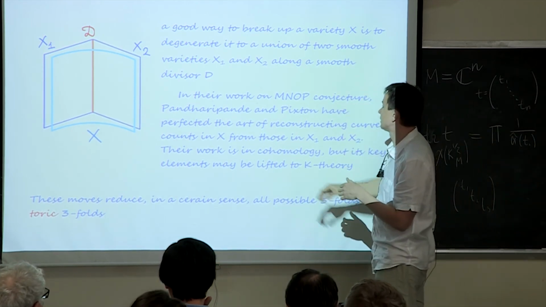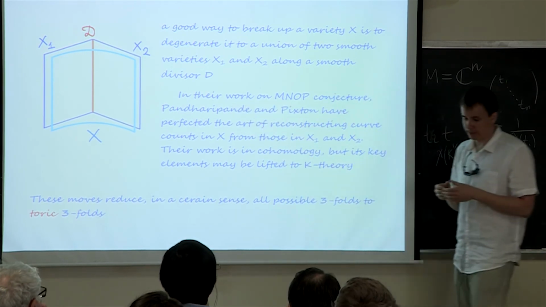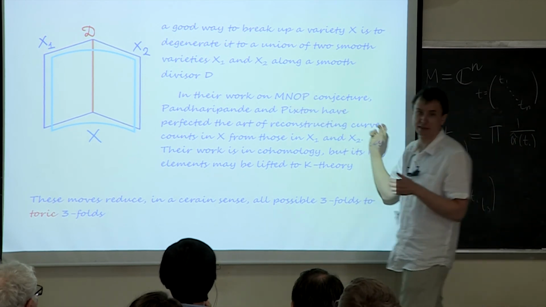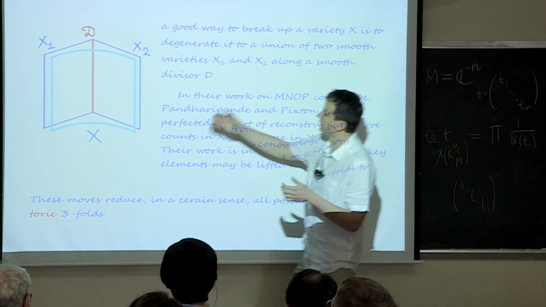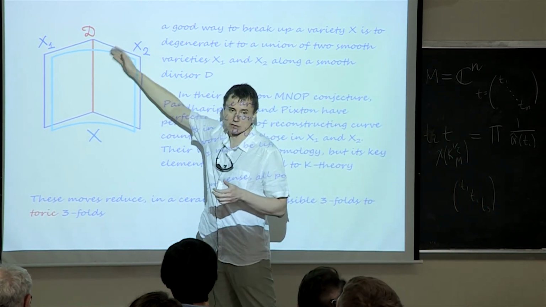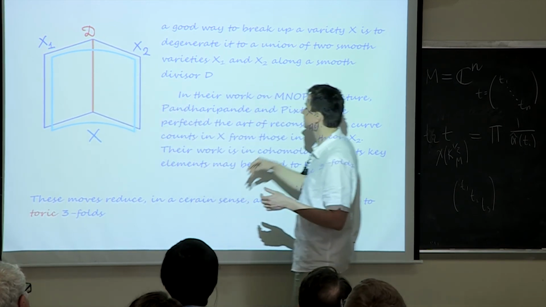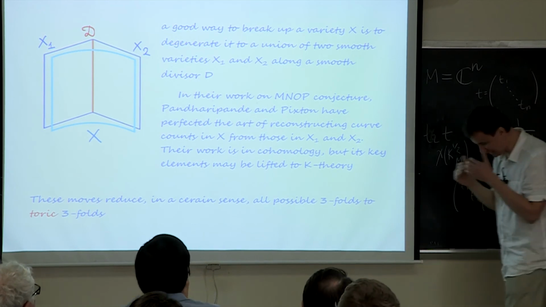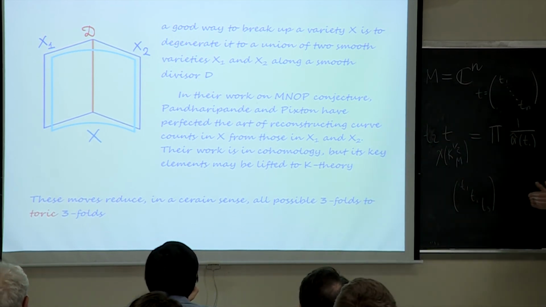Many people worked on extracting enumerative information of X from these two pieces, X1 and X2. But I think the crowning achievement is the work of Pandharipande and Pixton. Their work was on the Gromov-Witten, MNOP type conjectures, and they've shown that they have a way to trace Gromov-Witten and Donaldson-Thomas through this sort of degeneration, and certain key steps in that can be lifted to K-theory. That's good news.